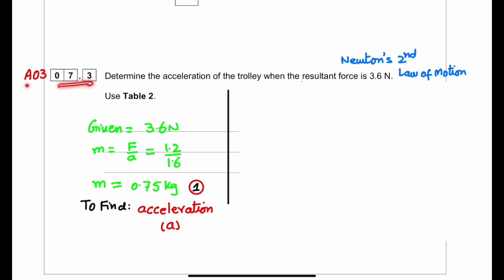7.3 is an AO3 question, and this question is from Newton's second law of motion. Determine the acceleration of the trolley when the resultant force is 3.6 Newton. Use table number 2. We will explain this question by two different methods. We need to use table number 2 and calculate the acceleration produced due to the force of 3.6 Newton.